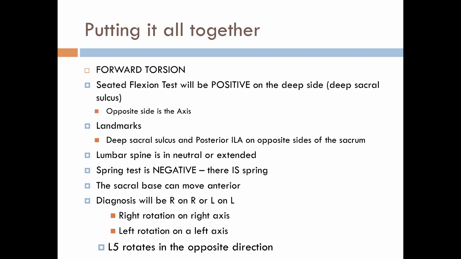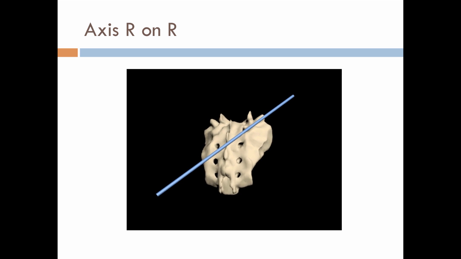The lumbar spine is either going to be neutral or will tend to be extended because the base of the sacrum is going anterior. So the position of L5 can give you some information. The spring test will be negative because there is spring. The base of the sacrum can move anterior. So the diagnosis will either be right on right or left on left, depending on which side was the positive seated flexion test and which sacral sulcus was deep. So this would be an example of a right on right.